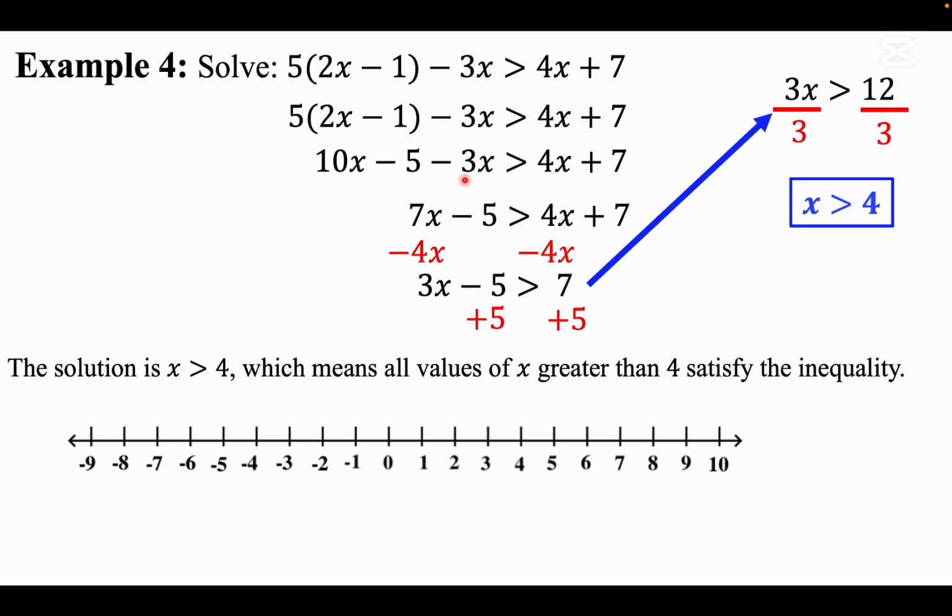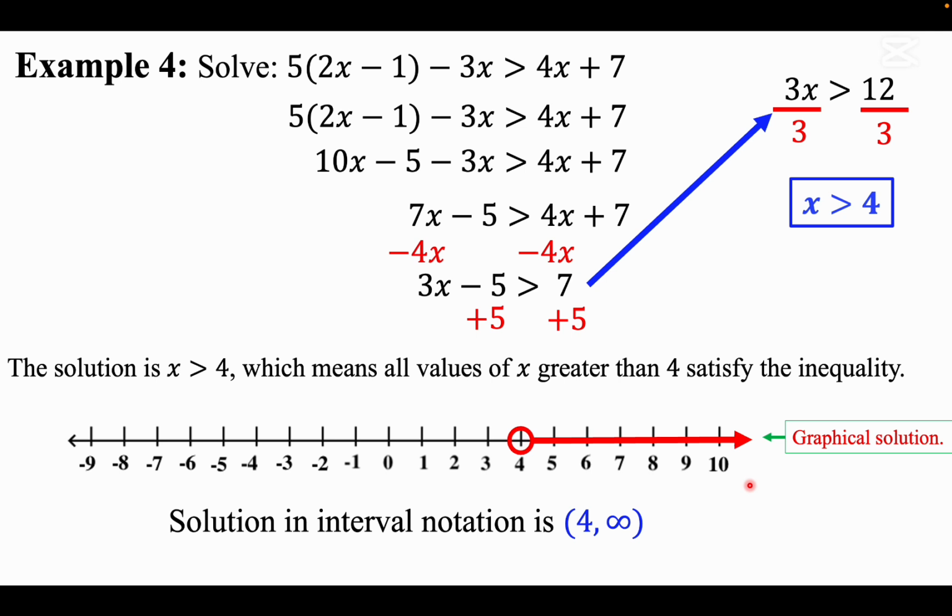The graphical solution of this would be an open circle at 4, and everything to the right would be shaded. So that's the graphical solution. Interval notation, since I have an open circle here, it's going to be a parentheses on this end, parentheses on this end. So from 4 all the way to infinity with a parentheses on both ends. And again, parentheses means that 4 is not part of the solution. Remember, all x values that are bigger than 4 are the solution.